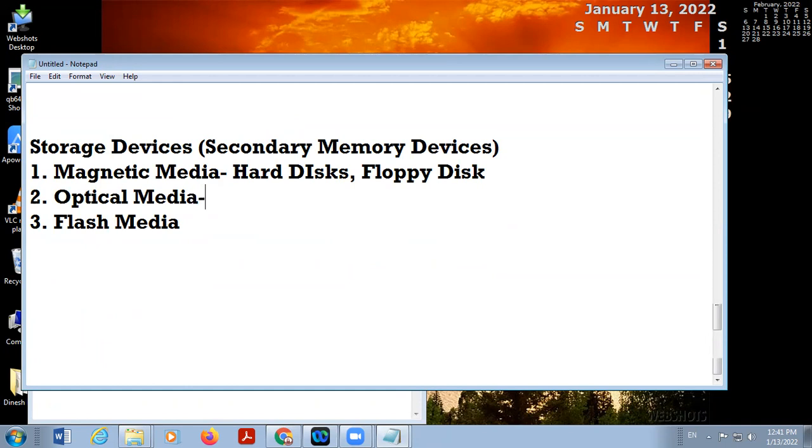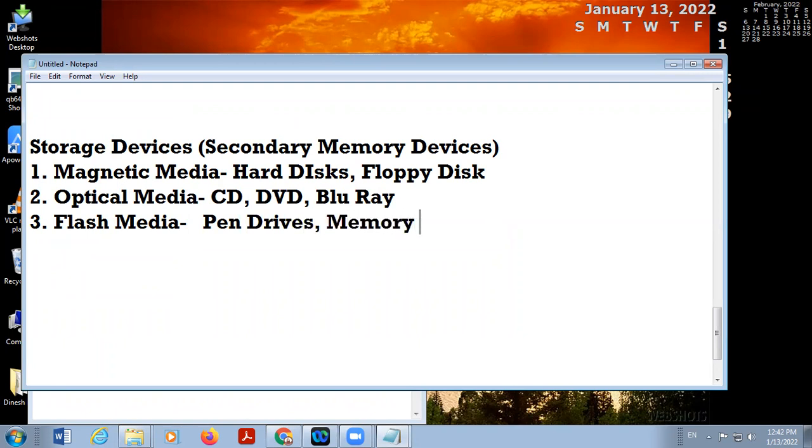But in the case of optical media, we include CD, DVD, Blu-ray, because in these a laser light is used for reading and writing the data. So there is no magnetic material. This is basically the difference between optical and magnetic. And in the case of flash media, a chip is used. It includes pen drives and memory cards. In these we use a chip for storing the data, just like RAM.